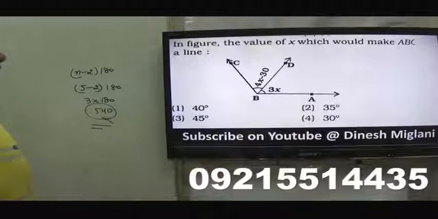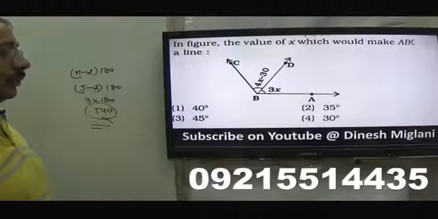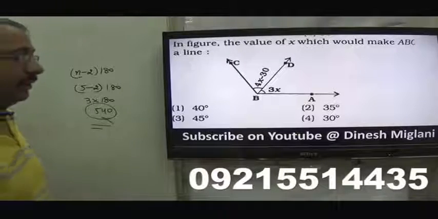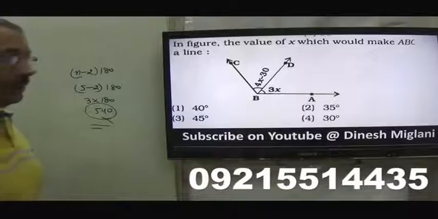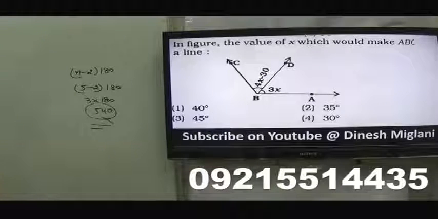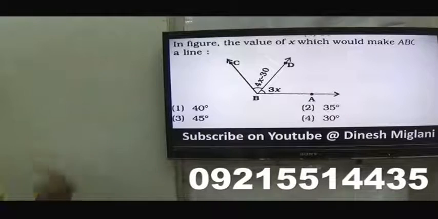Let us have the next question here. In the figure, value of x which could make ABC a line. We want ABC a line, right? If ABC is a line, it can be only possible when sum of the angles to be 180. So just add all the values. 4x minus 30 plus 3x equal to 180. We can say here that 7x minus 30 is equal to 180.